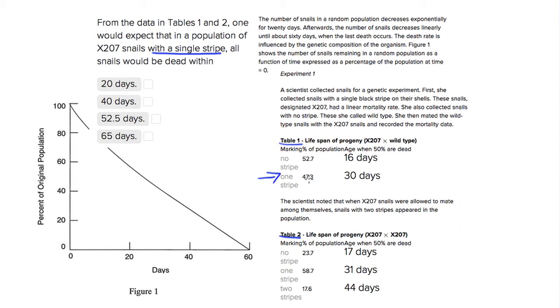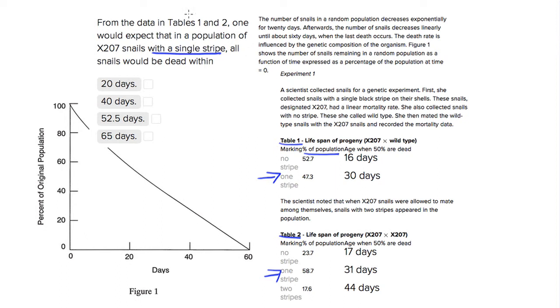We see that almost half of the population, so this is percentage of population, is dead within 30 days. And if we look at table 2, if we look at our one stripe snail, we see that 60% is dead within 31 days. So if about 50% is dead in 30 days, we want something that's about double 30. So we want something in the 60 range.